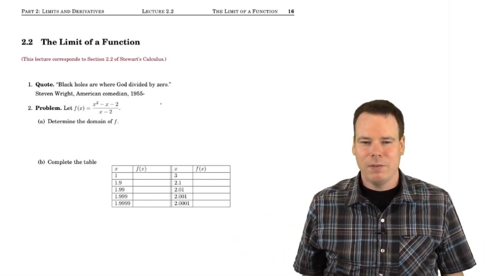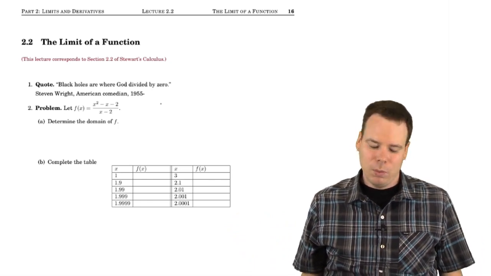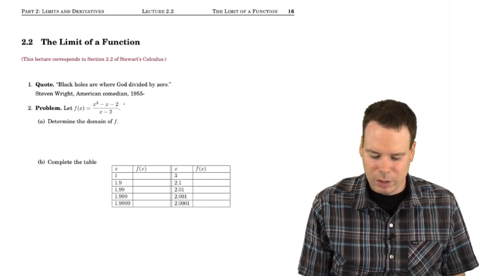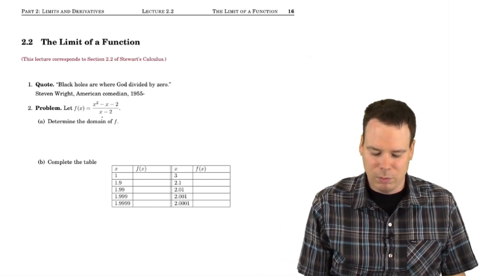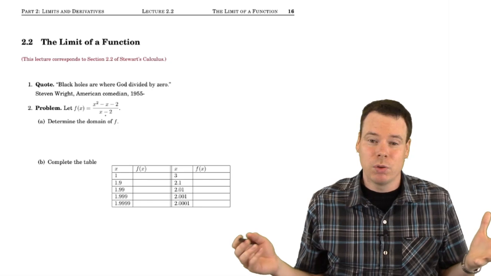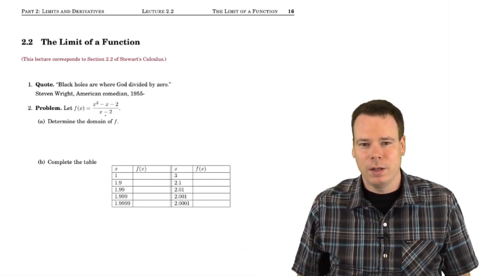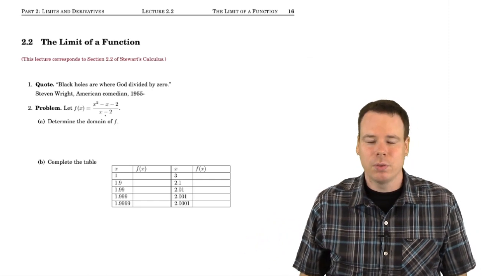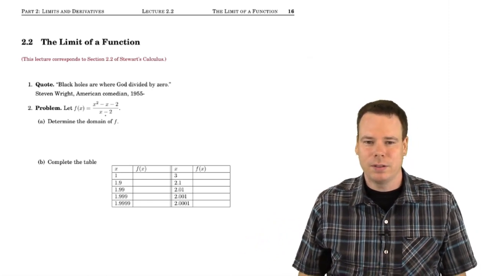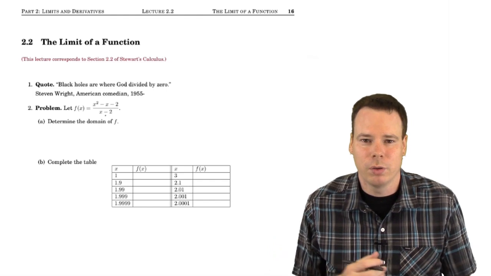Any other x values we have to exclude? Well, for any other x value, we work out the top, that's just some polynomial, that'll be some number. The bottom will be some non-zero number because we're excluding the case when x is 2. And one number divided by a non-zero number, we can work that out. So it makes sense to plug any other value of x into this function. We can certainly work out the values.